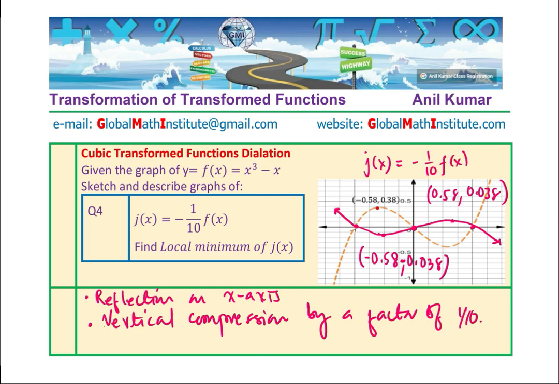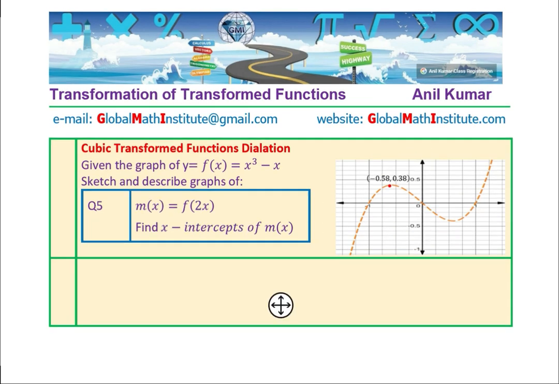Make sense? So the question is, find the local minimum. So where is the local minimum now? See, the local minimum is this particular point, right? Earlier the maximum has now become the local minimum. It is at minus 0.58 and the value is minus 0.038. It gets multiplied by minus 1 over 10.